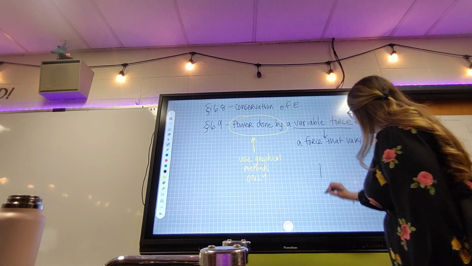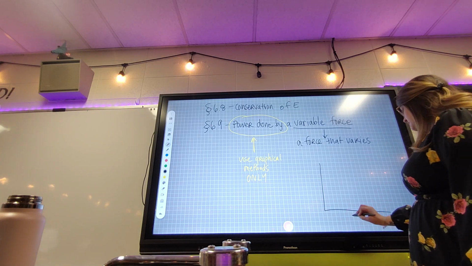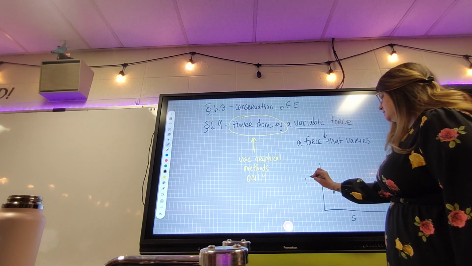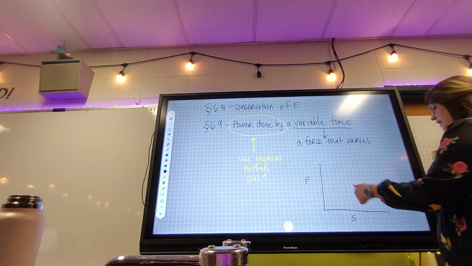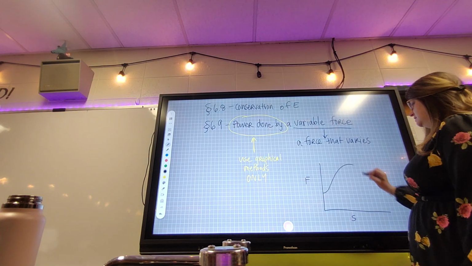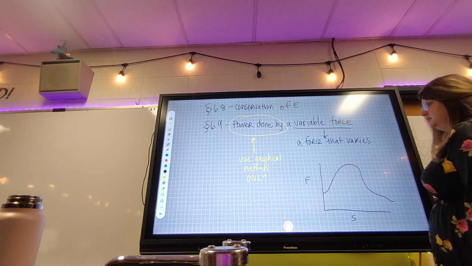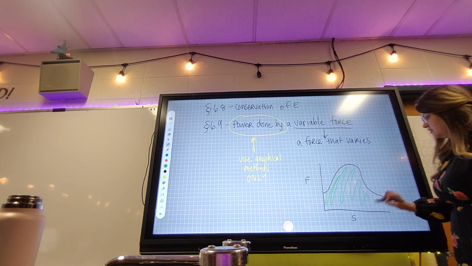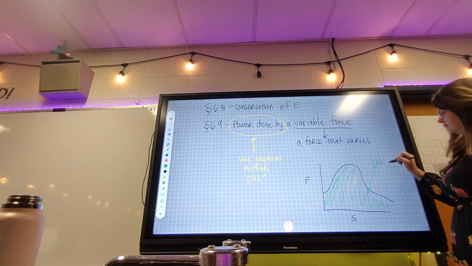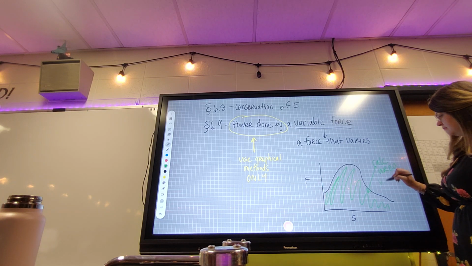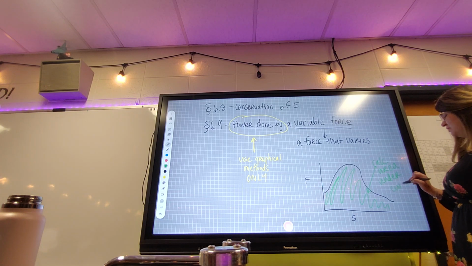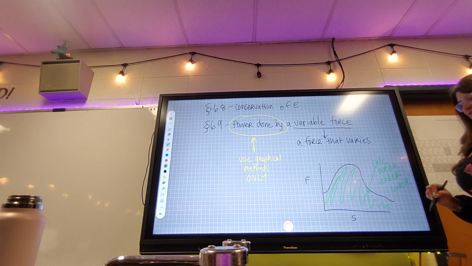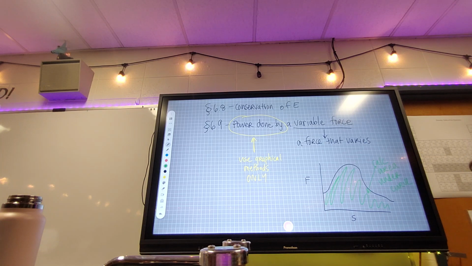So how would you do that? If you have distance on the bottom and your force on the y-axis, and let's say your graph looks like this, the way you would use graphical methods is to calculate the area under this curve. The only way you really can do that is by drawing a really nice graph and hoping for the best.